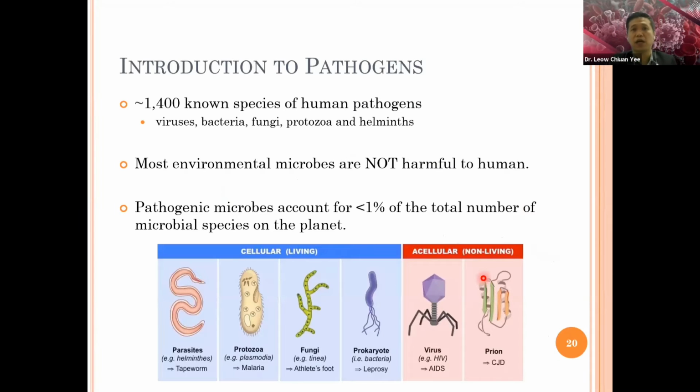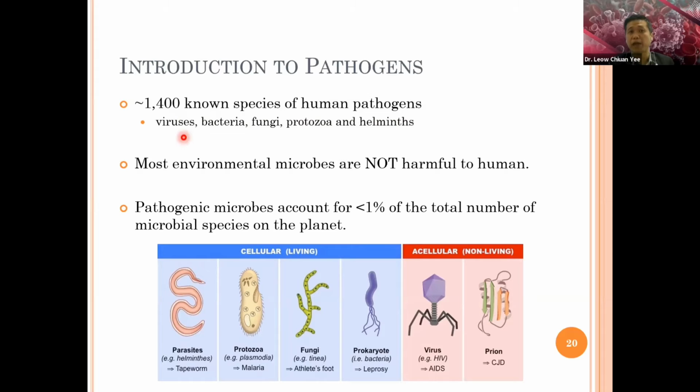All right. So now, since we know all this history and some background, we need to know about the pathogens. Of course, in the environment, we have more than billions of microbial things. However, not all of them are fully characterized yet. Out of them, maybe only 0.2%, or close to 1,400 known species of human pathogens, are known so far.